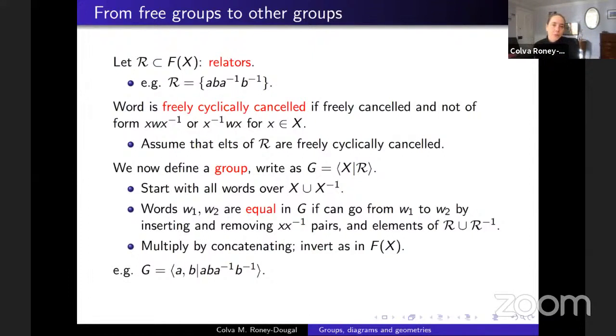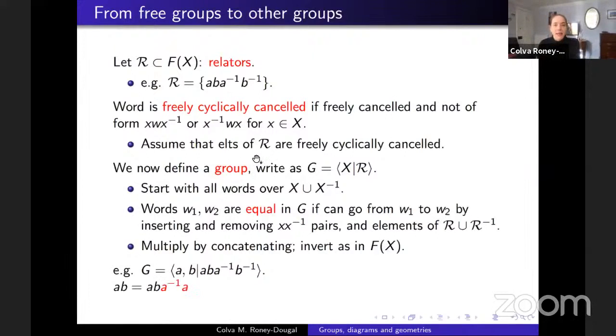So if my group G is the one that we've just made, so here's my set X, that's A, B, and here's my relator, A B A inverse B inverse. What can happen now with the equality? So if I start with the word AB, say, well, I can get to other words by inserting and removing A A inverse or B B inverse or B inverse B, or which one have I missed? A inverse A, or elements of R or their inverses.